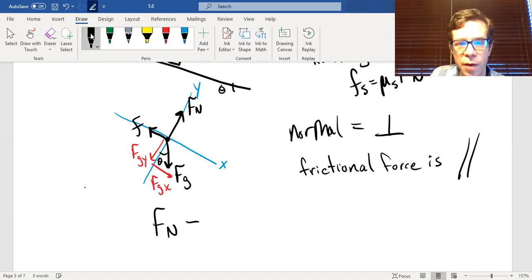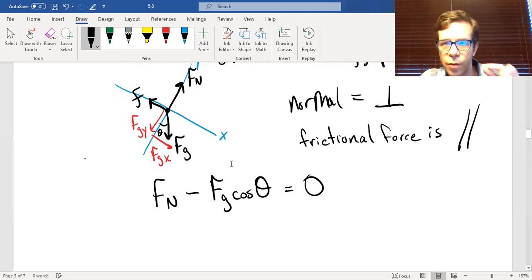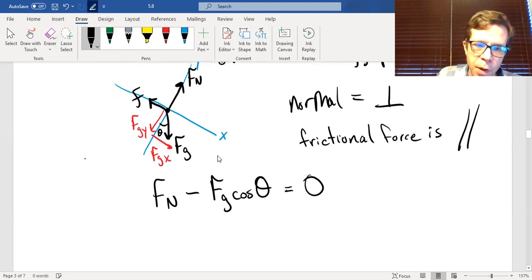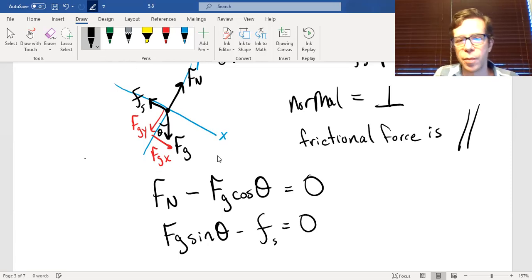And the y component of gravity is adjacent to theta. So that's going to be Fg cosine theta. And there's no acceleration in the y direction. There's also no acceleration in the x direction because we're still talking about right before it moves. So in the x direction, I have Fg sine theta minus the friction equals 0. And this is a static friction if we want to be explicit.